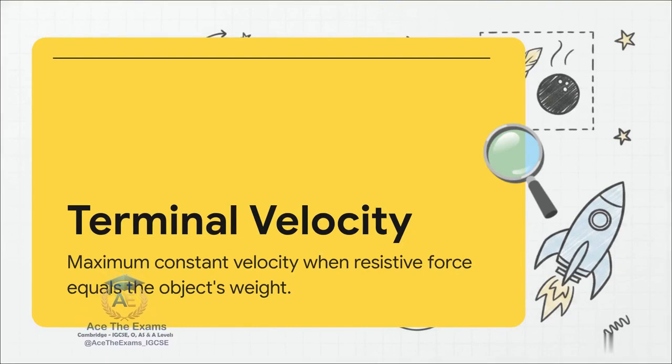This is the maximum constant velocity an object reaches when that upward resistive force exactly equals the downward weight of the falling object. The acceleration starts at standard gravity, g, but it gradually decreases all the way to absolutely zero as the drag force ramps up to match the weight. At that point, they're no longer speeding up at all, they're just falling at a steady, uniform pace.